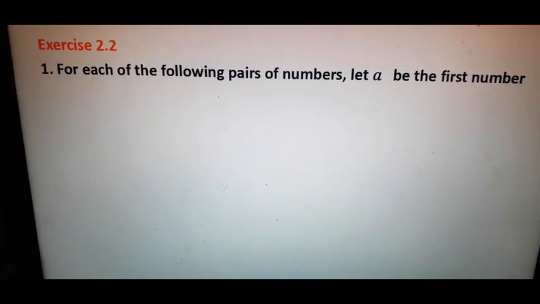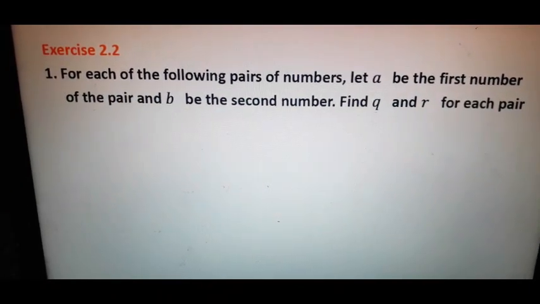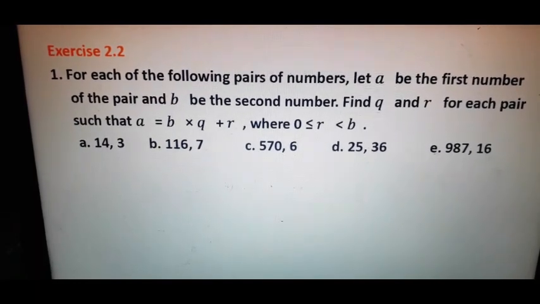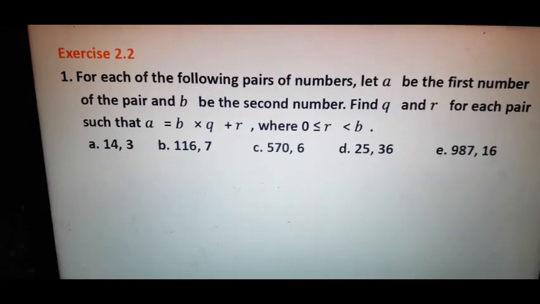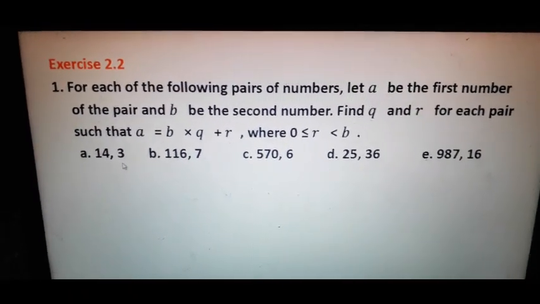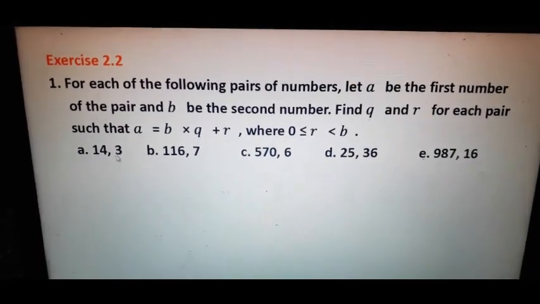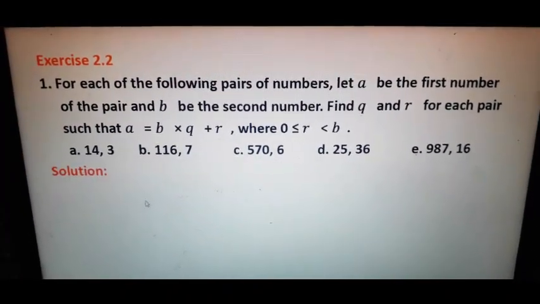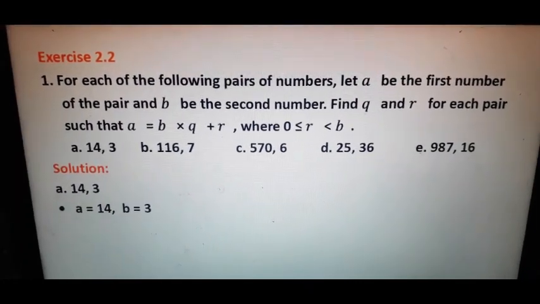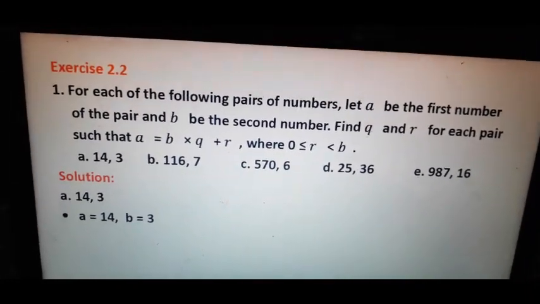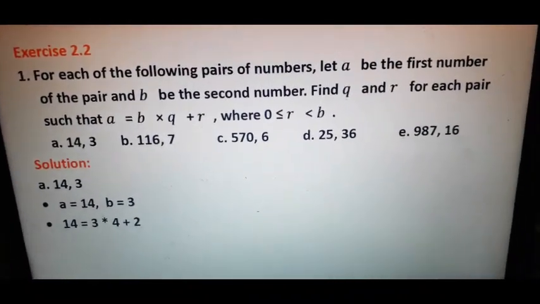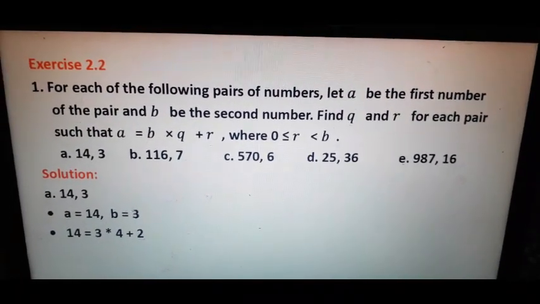Now let's come to exercise 2. For each of the following pairs of numbers, let A be the first number of the pair and B be the second number. Find Q and R for each pair, such that A equals B times Q plus R. So if A is divided by B, what will be the remainder and the quotient? When 14 is divided by 3, here A is 14 and B is 3, 14 divided by 3 is 4.